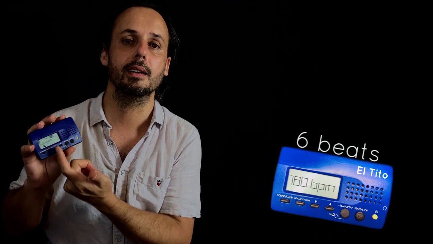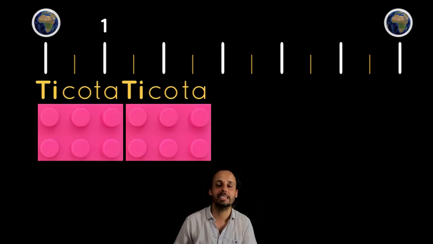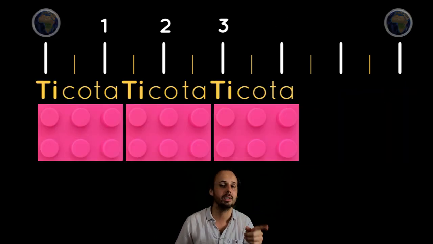Six beat cycle, 180 BPM. Tierra. Ticota, ticota, ticota, ticota, ta. Phrasing. Ticota, ticota, ticota, ticota, ta.